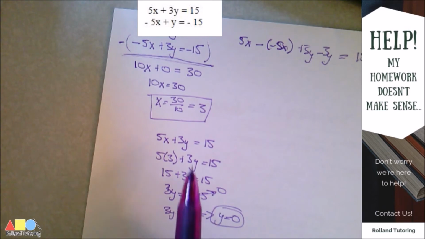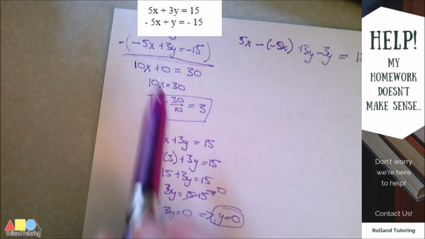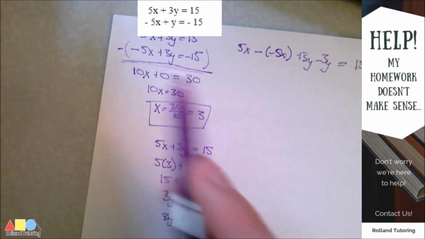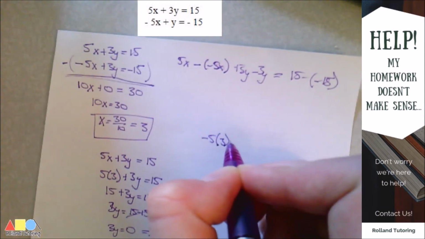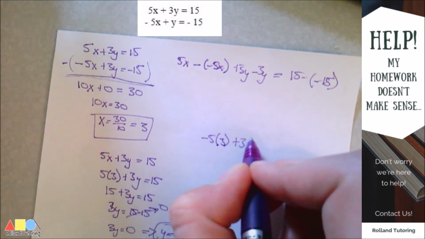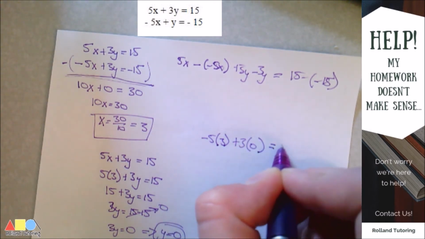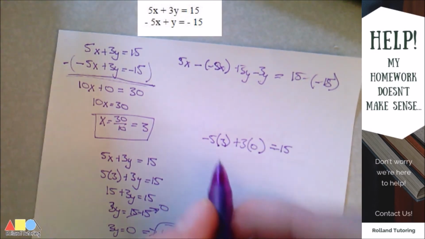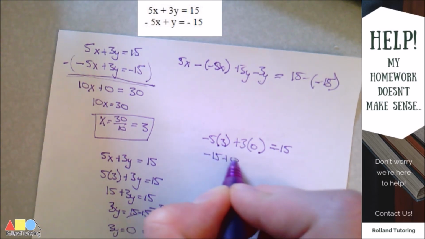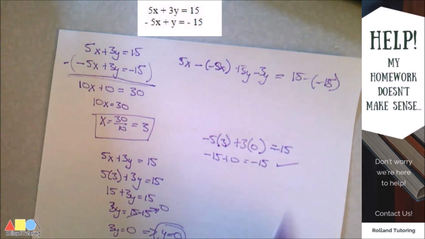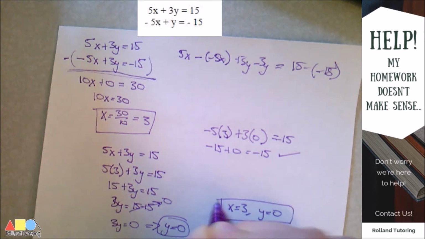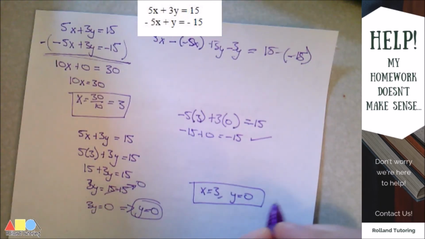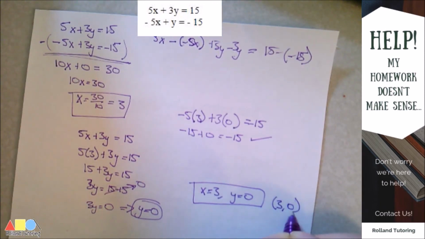Well, my answer will be 3, 0. We can double check that in the second equation of negative 5x. So we can put a 3 in there, plus 3 times 0 equals negative 15. We get negative 15 plus 0 equals negative 15. So that checks out. So our solution would be x equals 3, y equals 0. Or if you write that in point form, you'd have 3, 0.